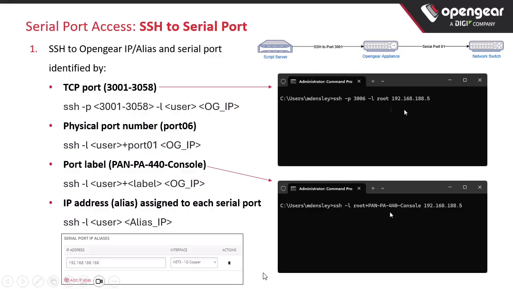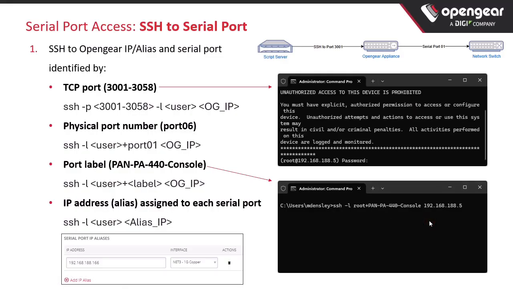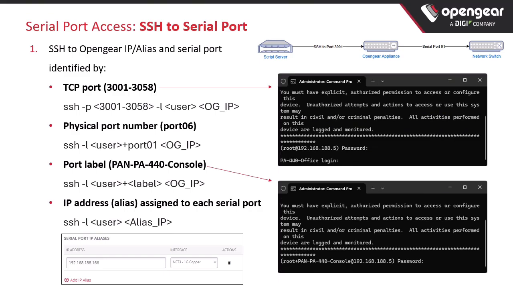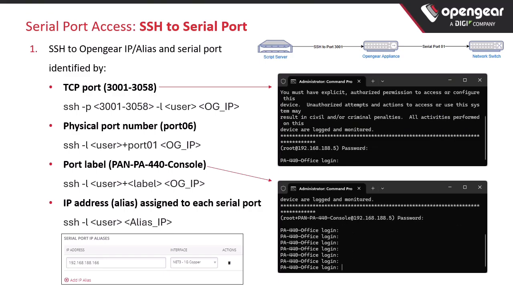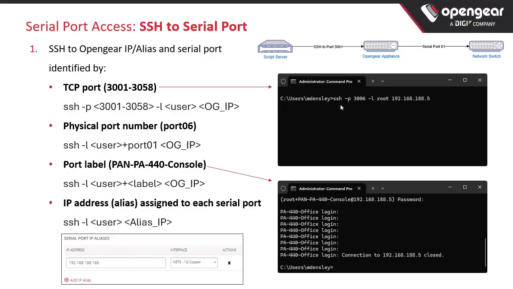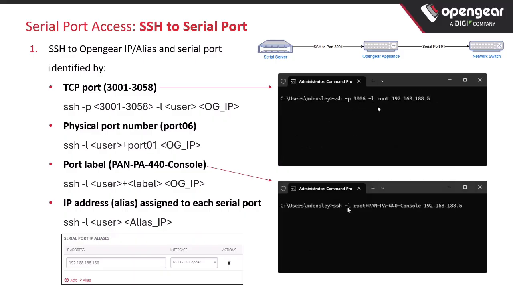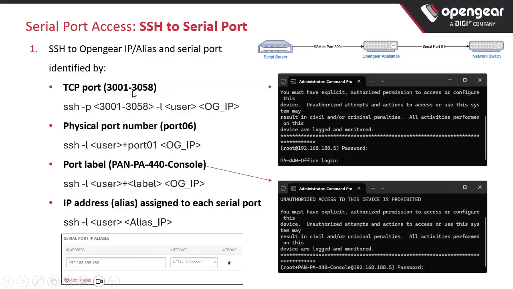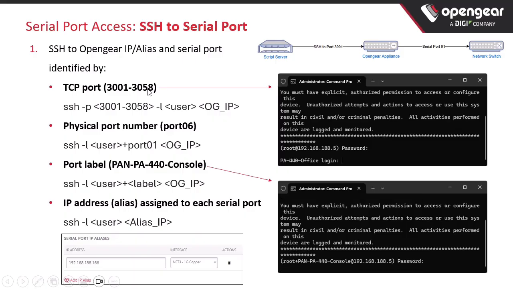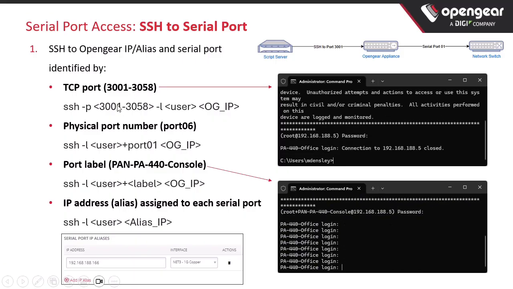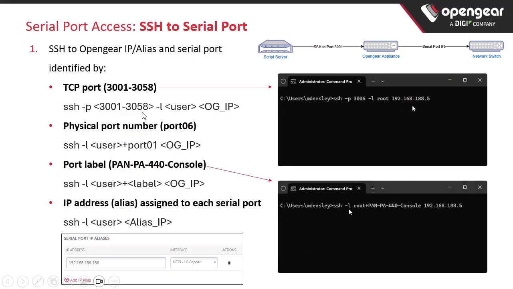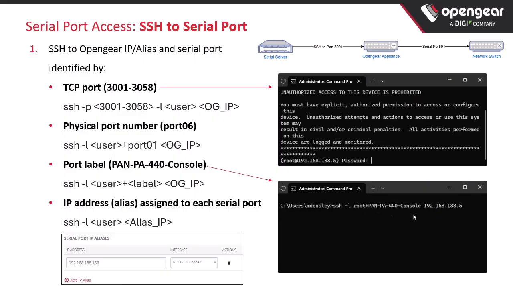If you want to SSH directly to a port, this takes out a step, if you will. So if I just need to quickly get into a given serial port, maybe one I use very often, I can access that port by a TCP reference. So we allocate 3001 through 3058, let's say. The last digit or last two digits represent the numerical serial ports, including the USB serial ports of the appliance.